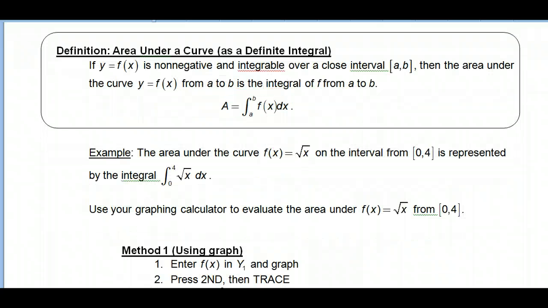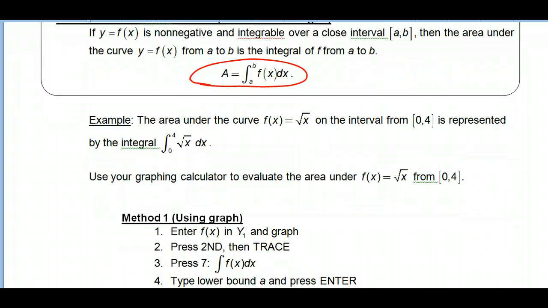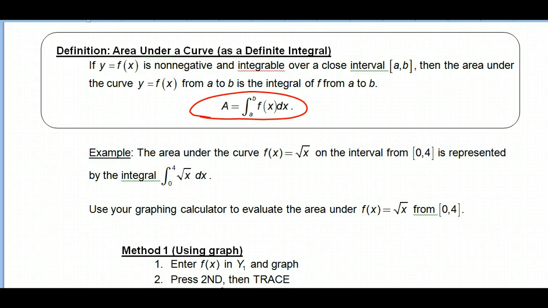All right, area under the curve. Well, we've already talked about this. Whenever you're looking at the integral, you're talking about the area under the curve. So the area between the curve and the x-axis is what we're looking at. Here's an example. The area under the curve for f of x equals square root of x, from 0 to 4. I'm basically referring to this region. So that's represented by that integral.